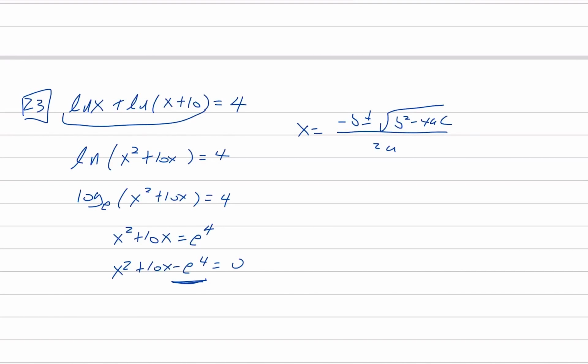Negative b, negative 10 plus minus square root of b squared, which is 100, minus 4 times a is 1, c is e to the 4, over 2a, a is 1, so 2.